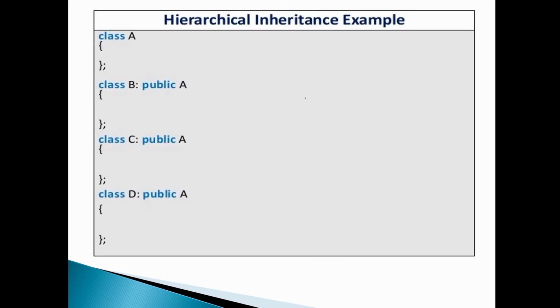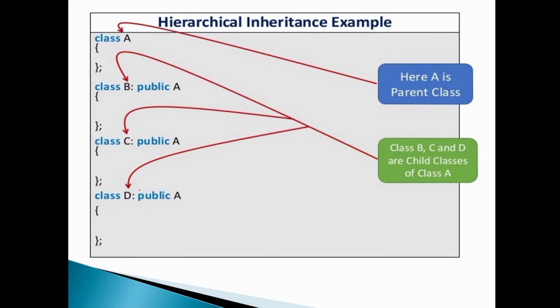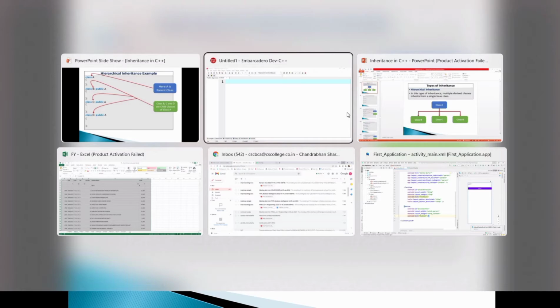You can see these multiple classes. Here, class B is public A, and C is also accessing the same class, and D is also accessing the same class. So here A is a parent class, and B, C, and D are the child classes which access the data from A. So this is the syntax for hierarchical inheritance. Now see the program for hierarchical inheritance.